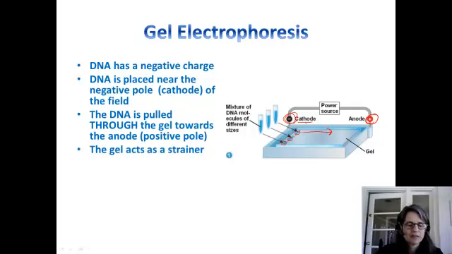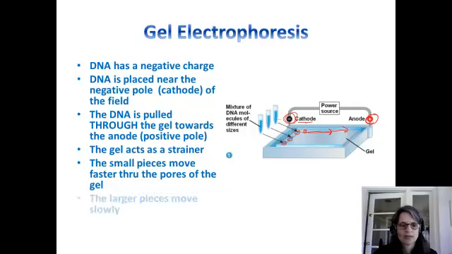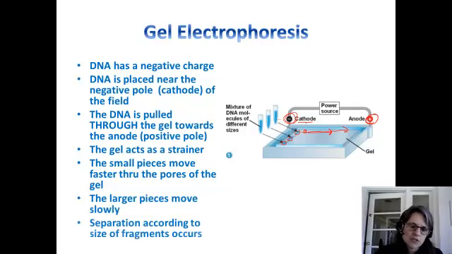Okay? That gelatin is porous, and its pores are pretty tiny, so it's acting as a strainer. The small pieces, the small fragments that we cut up in these test tubes, can kind of zip right on through pretty quickly. But the big pieces get held up because they can't get through the holes as fast because they're too big. Okay? So the larger pieces move more slowly, and thus the fragments are going to get separated according to size.